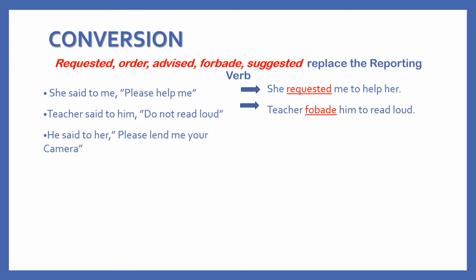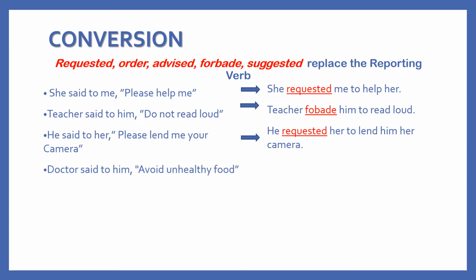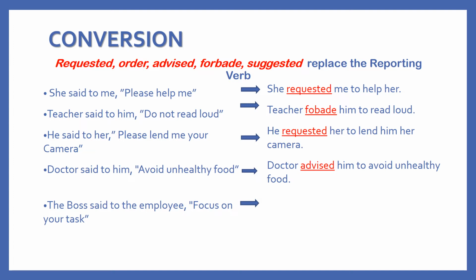He said to her, "Please lend me your camera." In this sentence, he is requesting, so it becomes, he requested her to lend him her camera. Doctor said to him, "Avoid unhealthy food." It's an advice, so it becomes, doctor advised him to avoid unhealthy food. Similar is done with the next two examples.